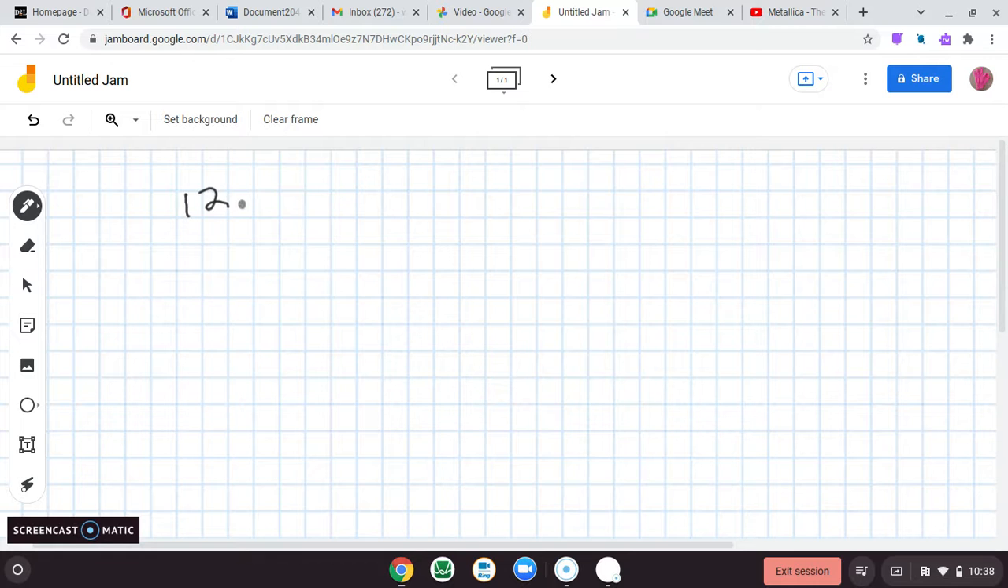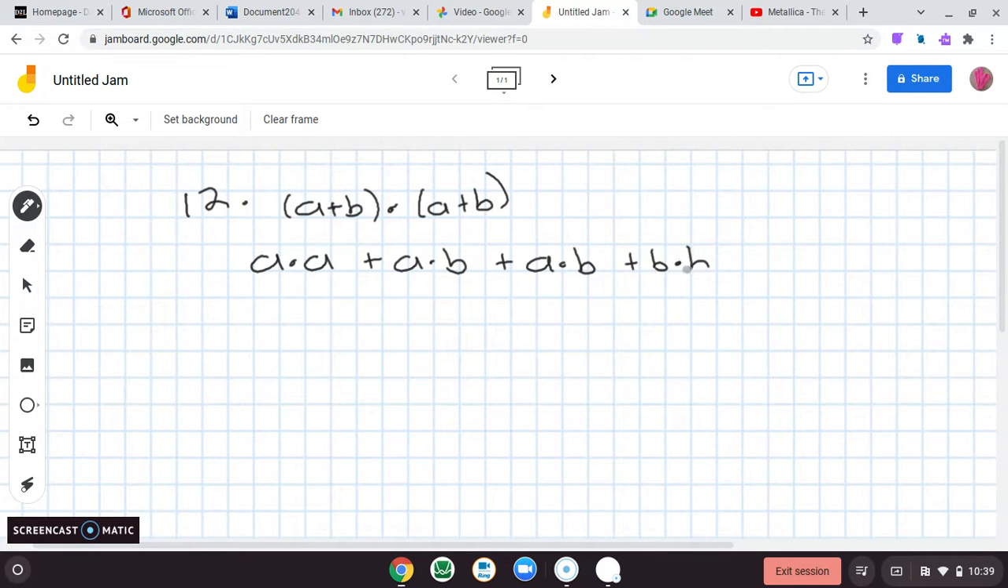Question 12. It is proving that a plus b dotted by a plus b equals that whole other side, which is kind of obvious. It's what we did in the last question. Again, FOIL. You get a dot a plus a dot b plus a dot b plus b dot b. And again, we're applying that same rule. Magnitude of a squared plus 2a dot b plus the magnitude of b squared. And that's your answer right there.